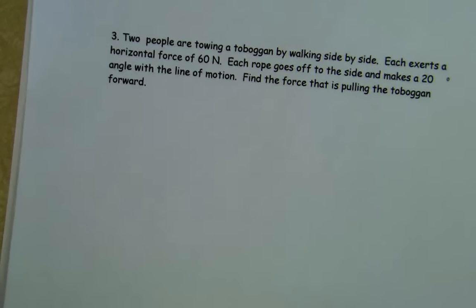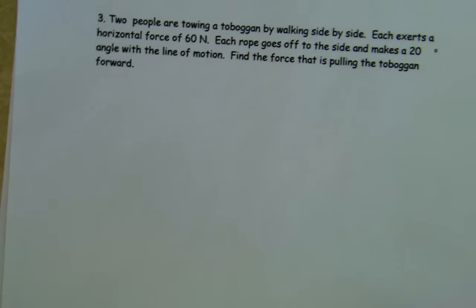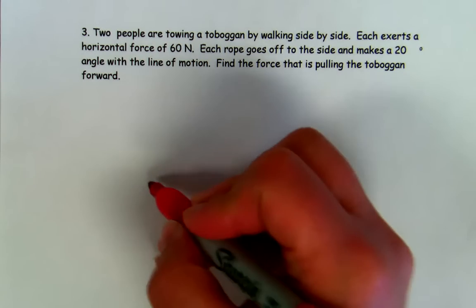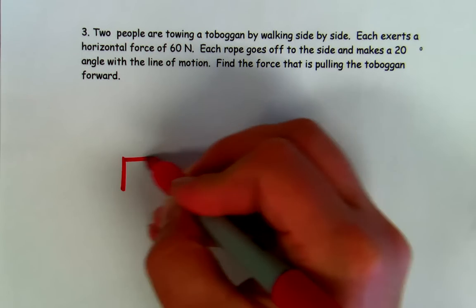Another toboggan question. So, two people are towing a toboggan by walking side by side. Each exerts a horizontal force of 60 newtons. Each rope goes off to the side and makes a 20-degree angle with the line of motion. Find the force that is pulling the toboggan forward. So I'm actually going to do a bird's eye view of this one.